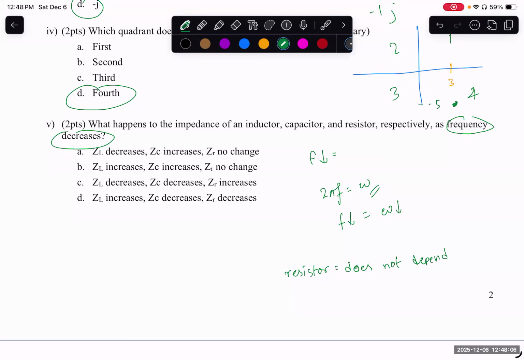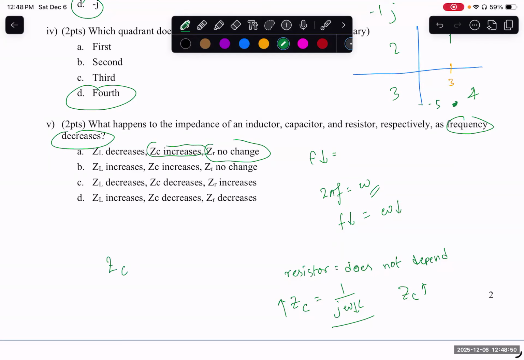And then the impedance of a capacitor, ZC, is basically just 1 over j omega C. So if omega decreases and it's in the denominator, it means that overall ZC increases, if that makes sense. If the denominator decreases, for example, if it goes to a smaller number than it was before, the result would increase. So we know that for the resistor there's no change, and ZC increases. So there are both options. Now comes the ZL, which is the inductance.